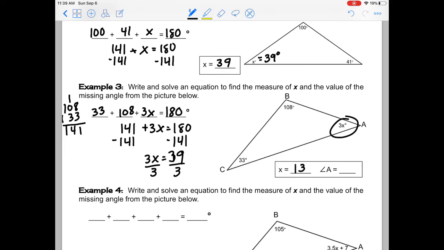So this missing angle is 3 times x. So 3 times 13. We do 13 times 3. 3 times 3 is 9. 3 times 1 is 3. So this missing angle would be 39 degrees.